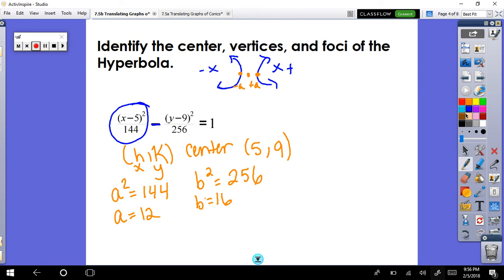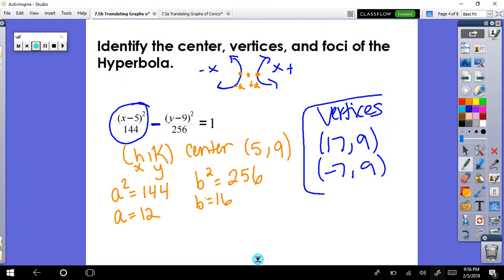So if I wanted my vertices then, again, it opens to the right and to the left. So if the center's at 5, 9, you have to go to the right 12, so that'll be 5 plus 12 will be 17, we'll still be at 9, and then you have to go minus 12 back the other way. So 5 minus 12 is negative 7, 9. So those are my vertices.